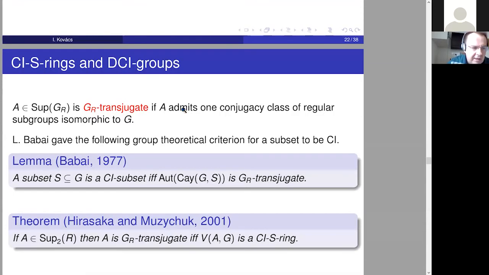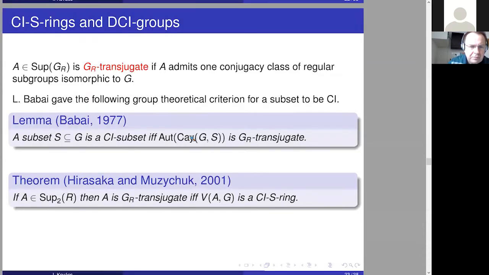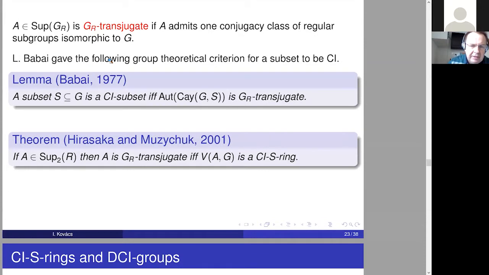So why are CI S-rings important for us? They are related to the DCI groups because of the following two results. First of all, I call an overgroup of G_R transjugate if it admits exactly one conjugacy class of regular subgroups isomorphic to G. And Babai gave the following group theoretical criterion for a subset to be CI. He proved that a subset is CI if and only if its automorphism group is G_R transjugate.